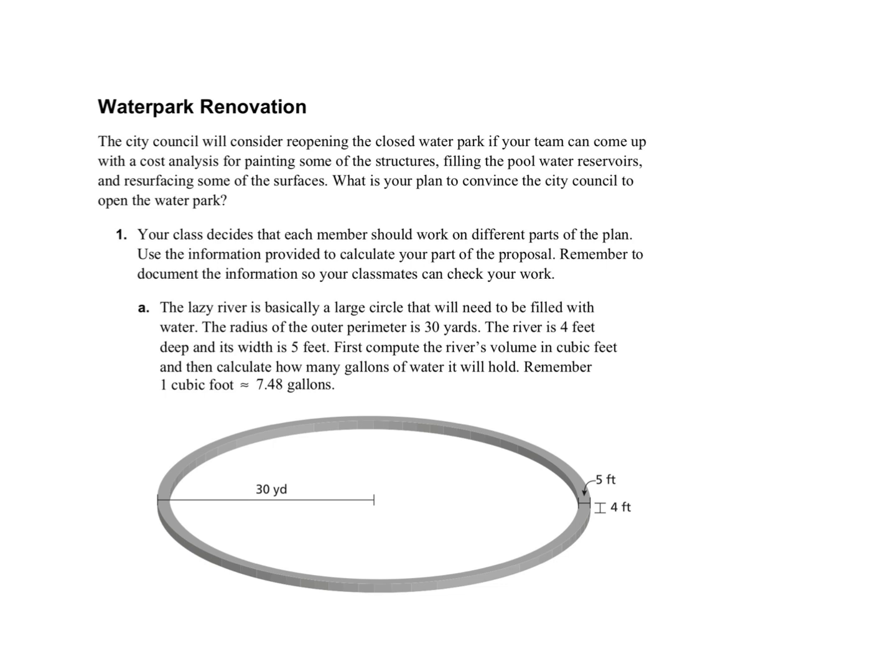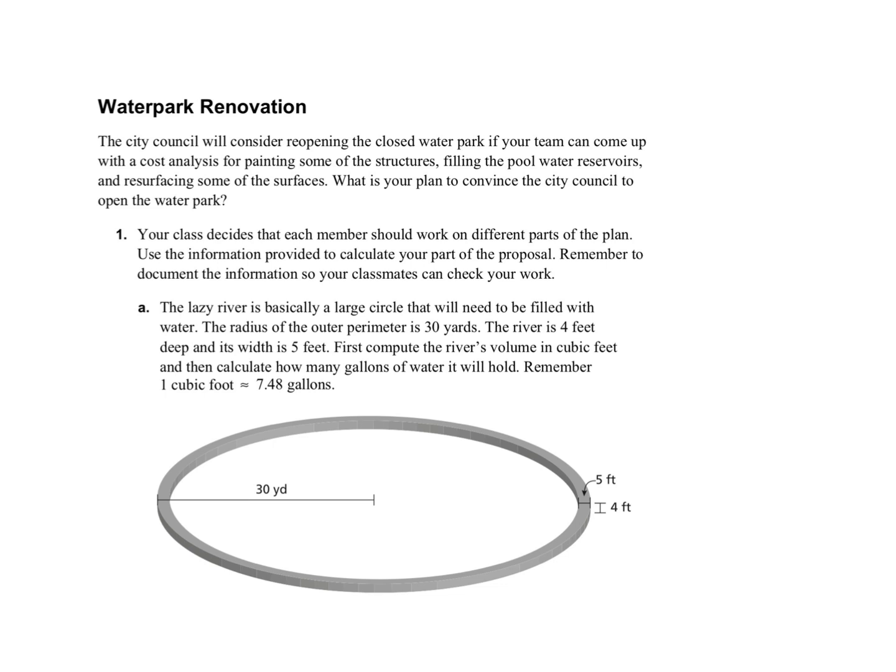So here's the setup. The City Council will consider reopening the closed water park if your team can come up with a cost analysis for painting some of the structures, filling the pool water reservoirs, and resurfacing some of the surfaces. So what is your plan to convince the City Council to open the water park?